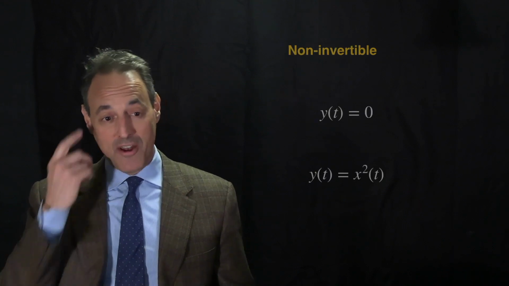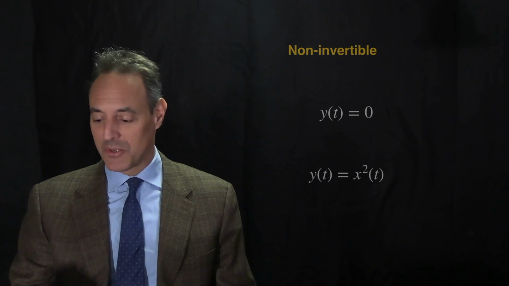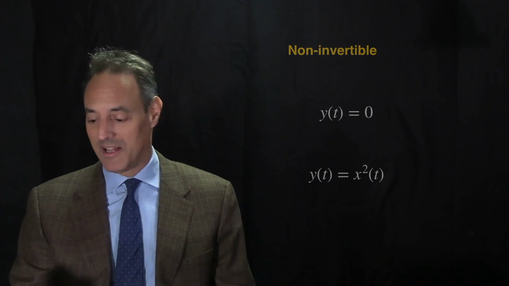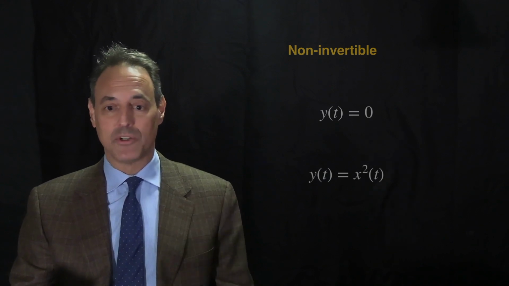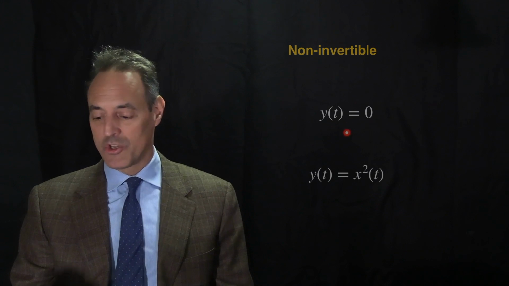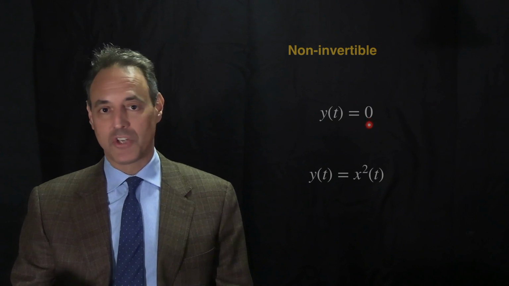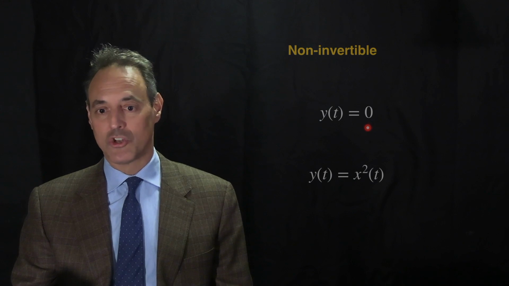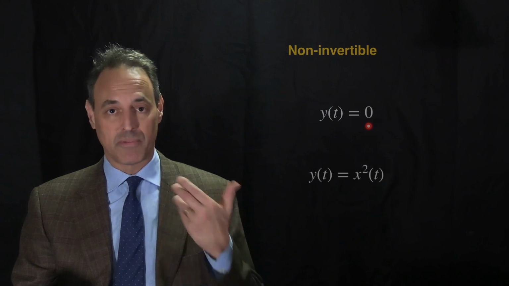Let me talk about some non-invertibles. y of t equals 0. So I take some signal, but y of t is just 0 on the output, no matter what x of t is. So this 0 is associated with all inputs, and there's no way for me to associate the 0 with a specific input.